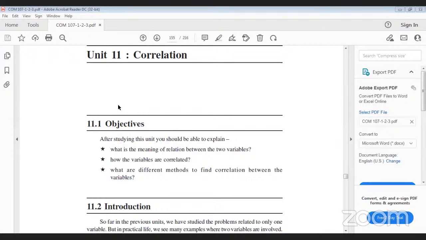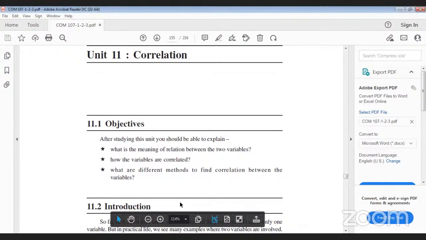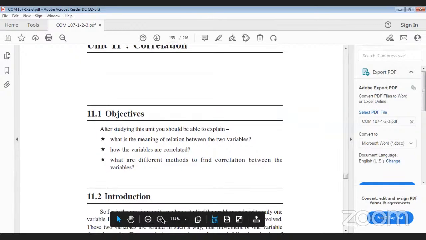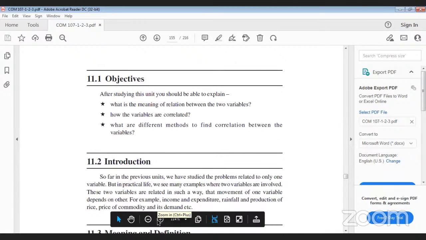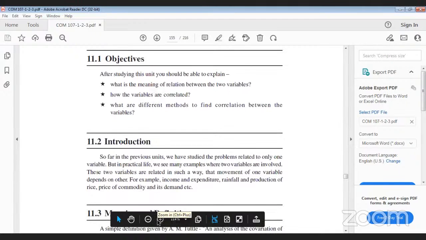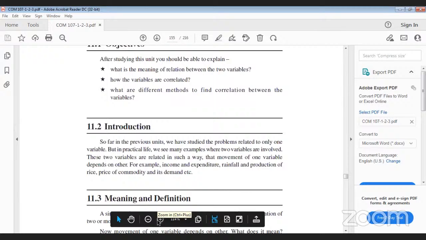Correlation. Okay. Today we are going to discuss here in the book 3, unit 11, that is correlation. Here in this unit you will find what is correlation. So far, in the previous unit, we have studied the problems related to only one variable.